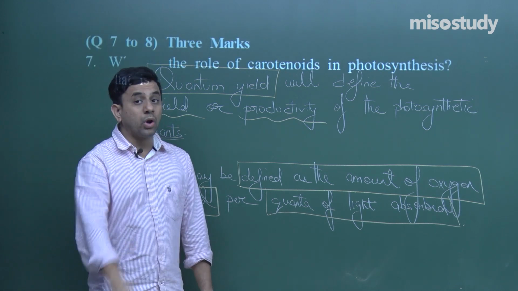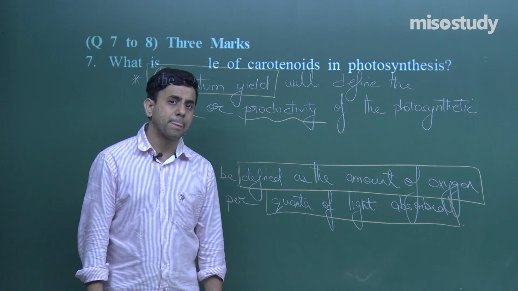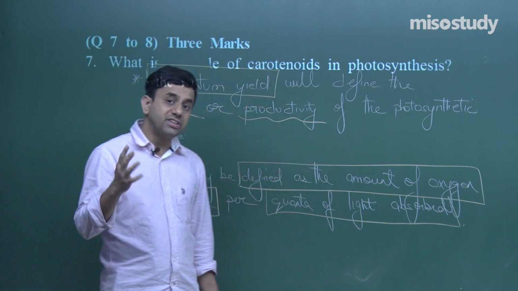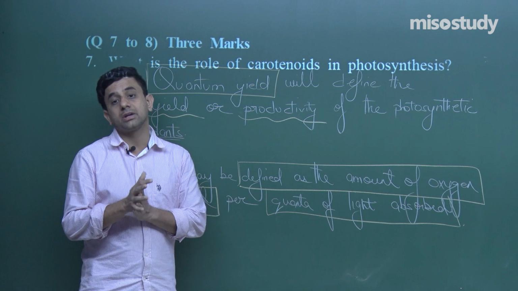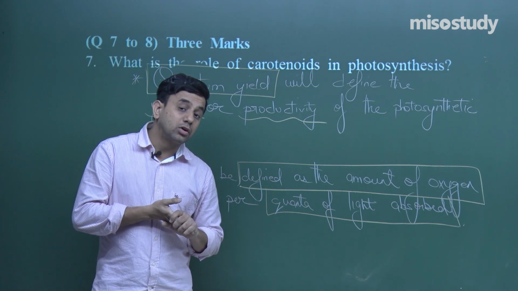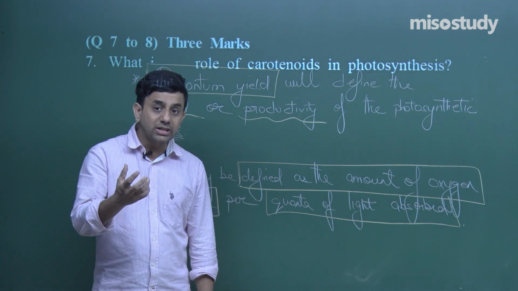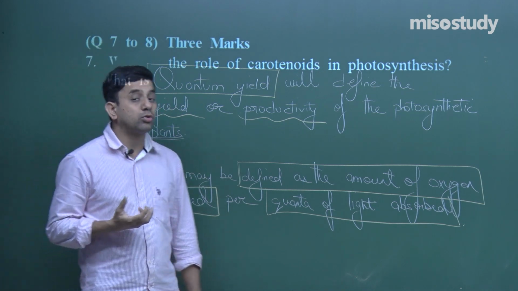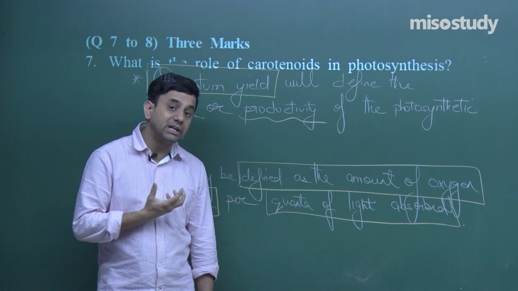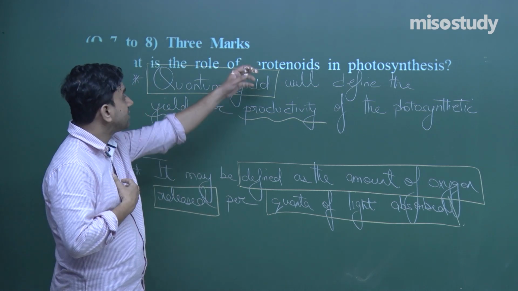What is the role of the carotenoids in photosynthesis? Basically, what are carotenoids? As I told you, when we talk about the photosynthetic pigments, they are mainly chlorophyll A, chlorophyll B, xanthophyll and carotenoids. So what are these carotenoids doing? They are absorbing the light energy from the other wavelengths and redirecting it to the chlorophyll, and this is their major role.